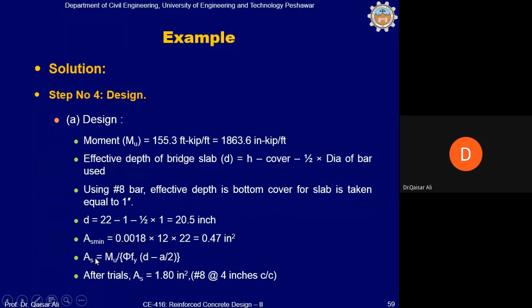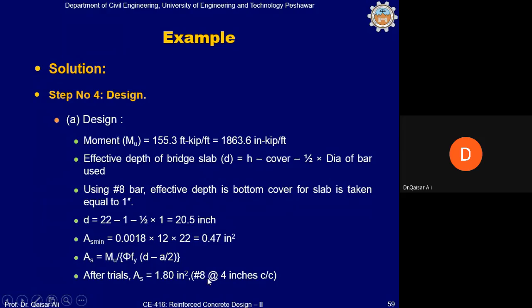And if we use this hit and trial equation, a is equal to Mu divided by 0.9 fy d minus a by 2. With the small a, in the beginning we assume 4 inch or 5 inch. Then we can calculate As for this Mu, 1863.6 inch-kip per foot. Phi is 0.9. So after 1 or 2 trials, you will get some reinforcement As, as you have done in the case of building beam design.